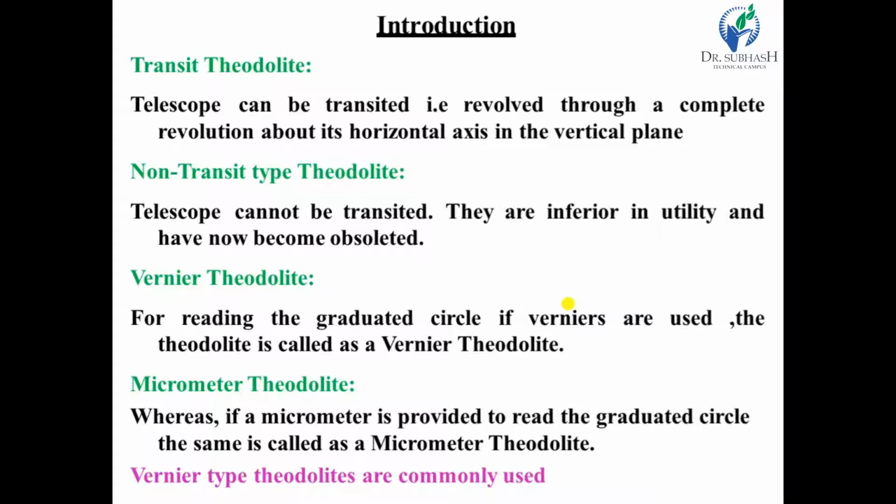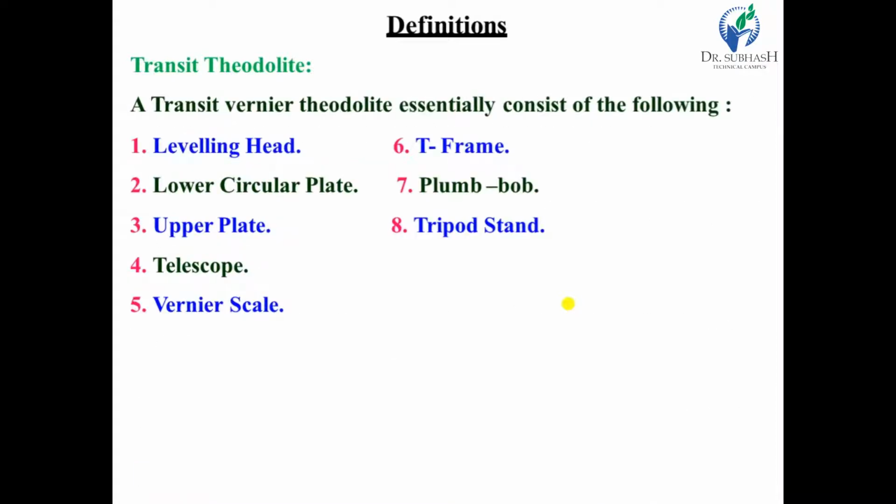In the vernier theodolite, the verniers are used for reading the graduated circle. In the micrometer theodolite, a micrometer is provided to read the graduated circle. In both cases, the graduations are different, but the work and phenomena of the theodolite are the same. But generally, vernier type theodolites are commonly used.